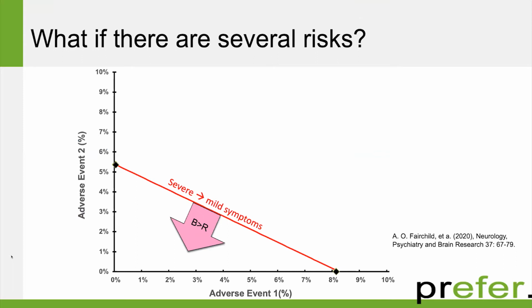If I take people from severe to mild symptoms, I have risk 1, adverse event 1, and adverse event 2. Anything below the red line is acceptable. In other words, any combination of two risks that's below that line has benefits exceeding risk on average. The maximum acceptable risk for one of the adverse events by itself is on the axis, so a little over 8% for adverse event 1, a little over 5 for adverse event 2. Next slide.